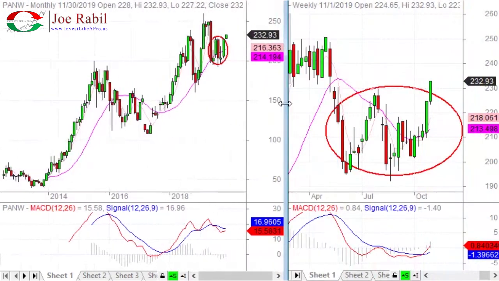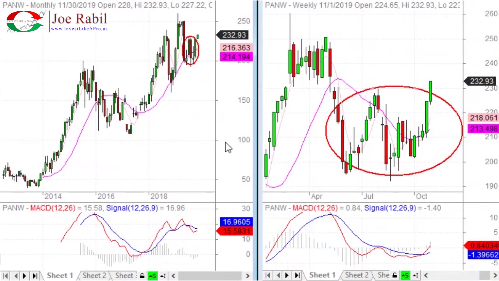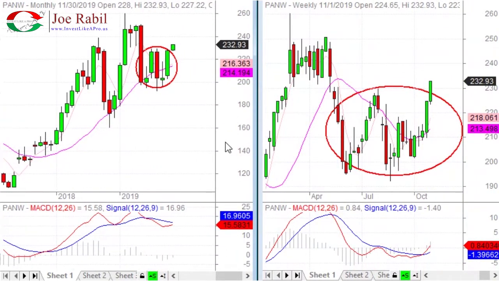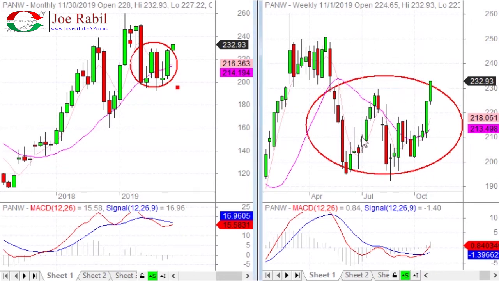I'm going to move this chart over and zero in a little bit. Where I've circled here, what I like about this program is if I move this around, it's going to change on this time frame. In other words, if I make this bigger, you'll see that moves as well. So I've got a weekly on the right and a monthly on the left. I'm focusing in on this specific area.